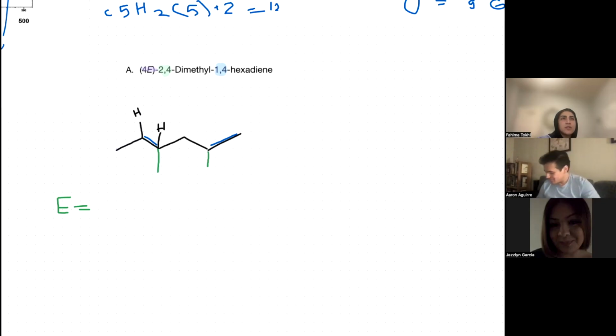So let me switch these. Methyl pointing up. Whatever. You guys get the point. And then let me change this to black. Thank you for telling us. Okay, this is opposite. The H's are on opposite sides. E is opposite. You're right. Methyl group there and other methyl group there.